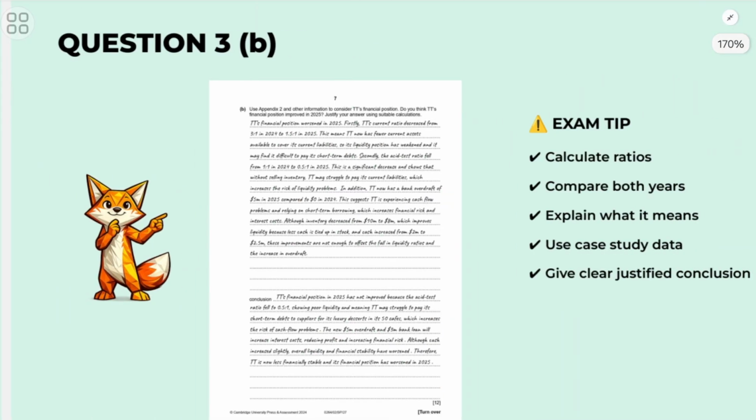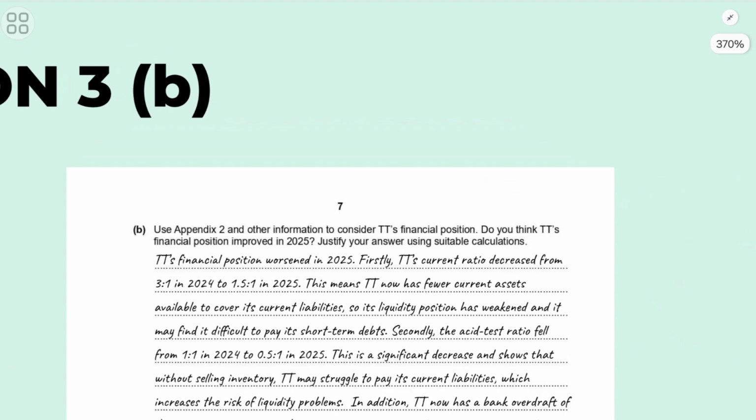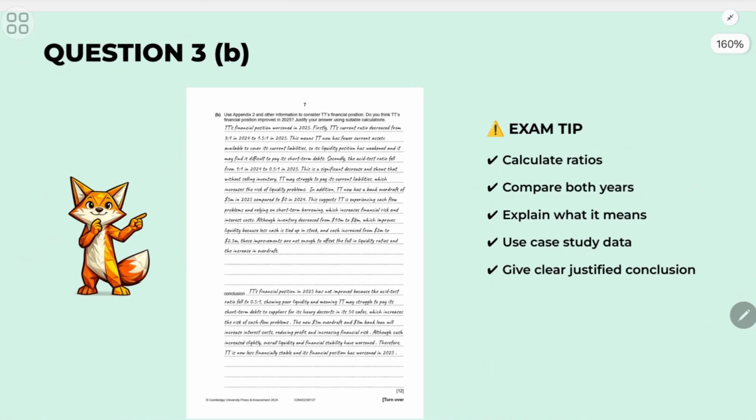Now let's look at question 3b. Use Appendix 2 and other information to consider TT's financial position. Do you think TT's financial position improved in 2025? Justify your answer using suitable calculations. This is a level-based question. To get full marks, you must calculate and use ratios. Compare 2024 and 2025, explain what the changes mean, and give a clear justified conclusion. You must use data from the case study to support your answer.